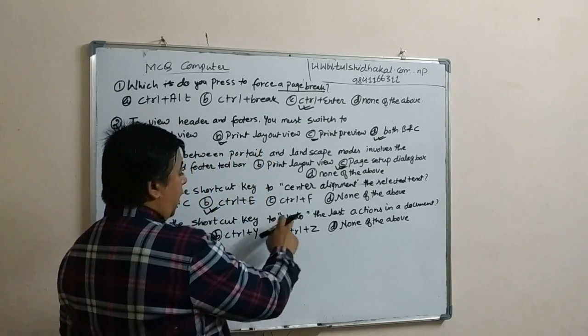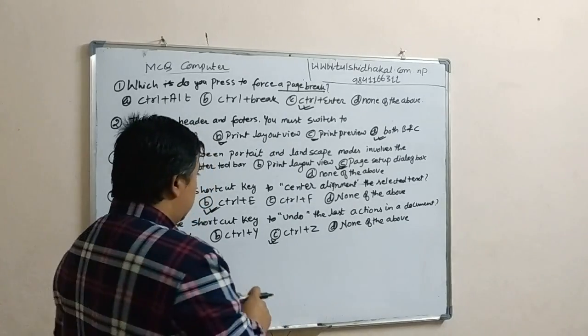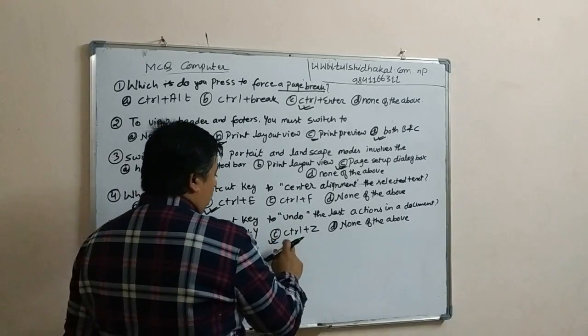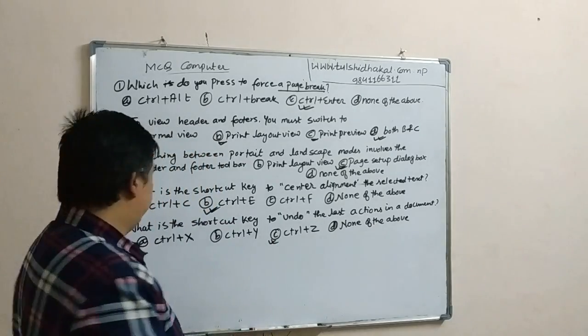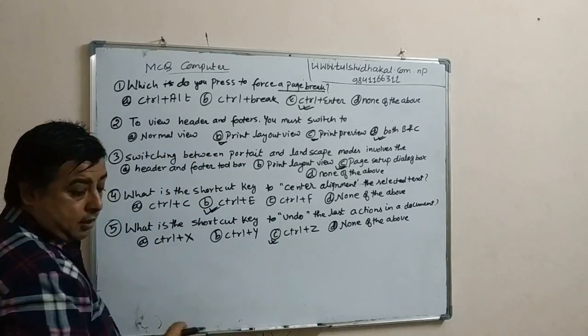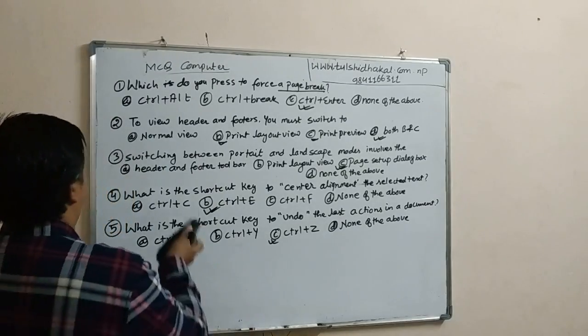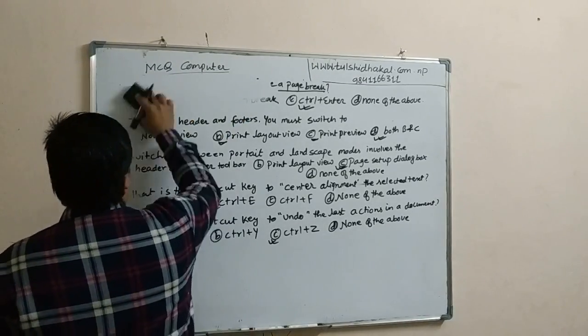But for the undo operation, we use Control plus Z. So the best answer is C. Let's begin the next question.